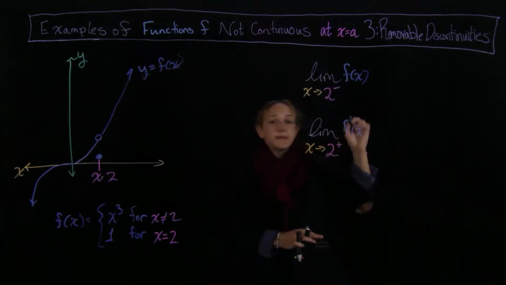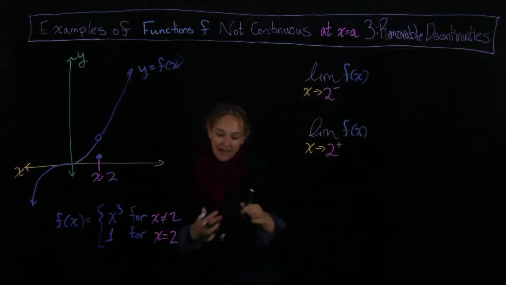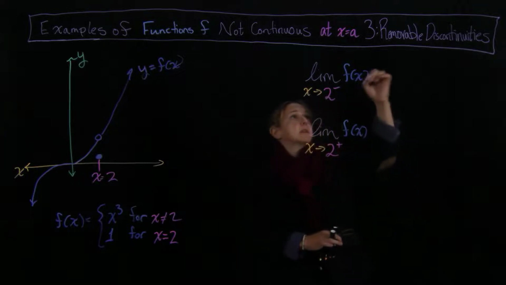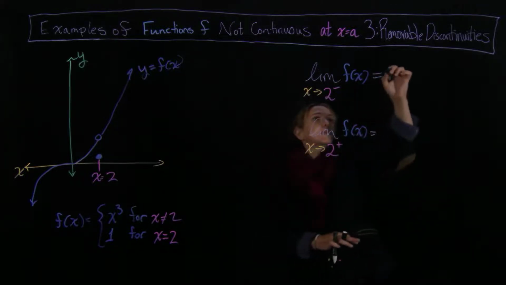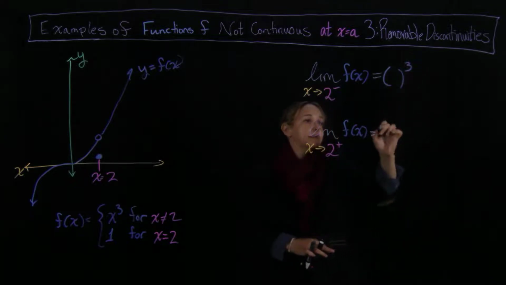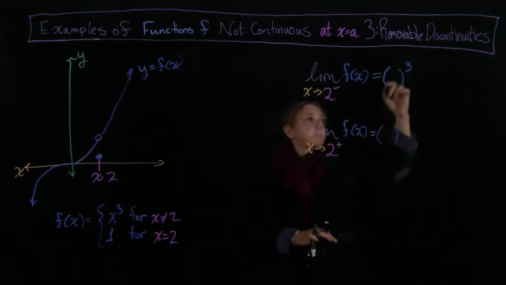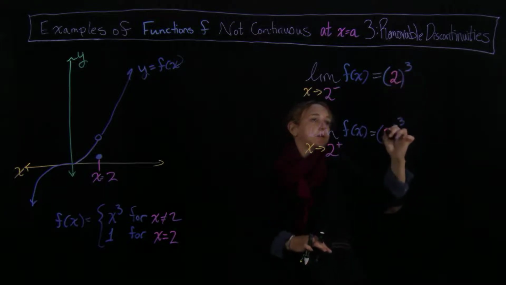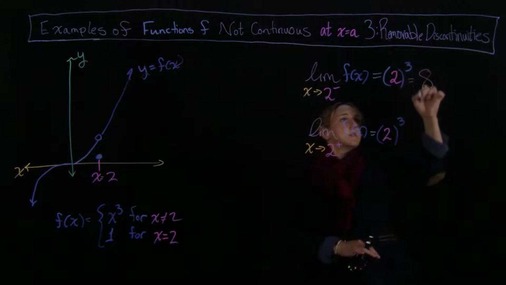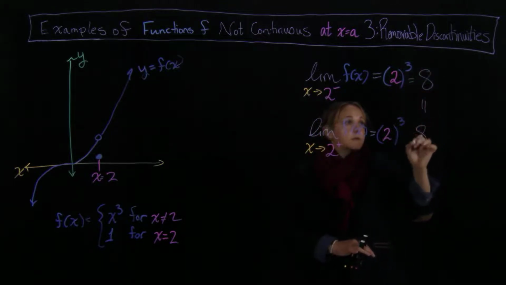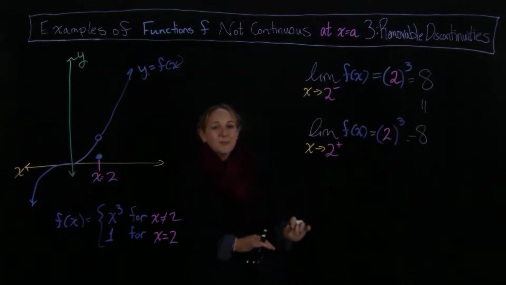For both of these, because we don't actually care, when we're taking limits, what happens at the particular value, we're okay. We can just use these functions and plug in 2 in both of these circumstances, and so we get 8, so these are equal. Okay, so in this regard, we're okay. That limit does exist.